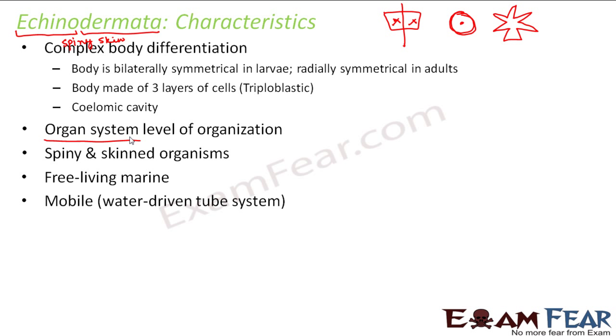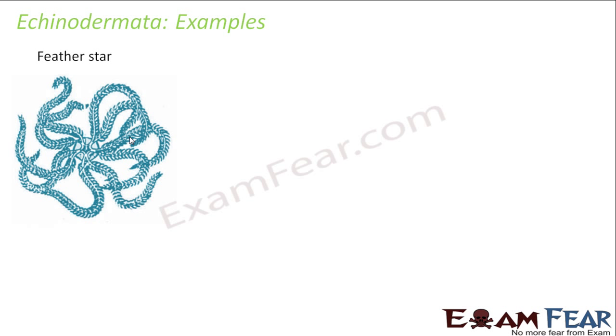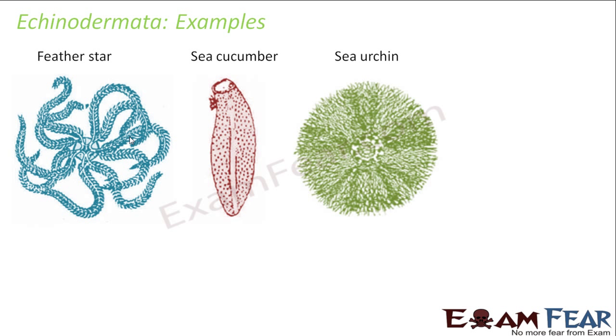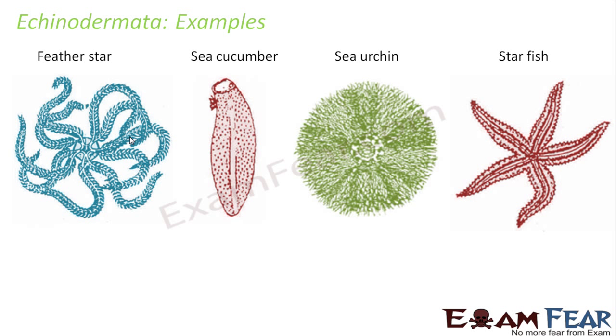They are mobile, with a water-driven tube system. So there is a water-driven tube system which helps in their mobility. Let us have a look at the structure. Let us look at some of the examples of Echinodermata. Feather star is an Echinodermata, sea cucumber, sea urchin, starfish. These are some of the examples of Echinodermata.